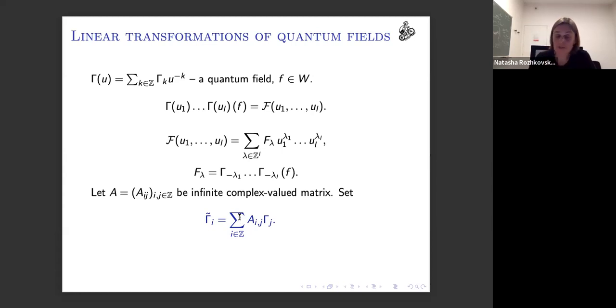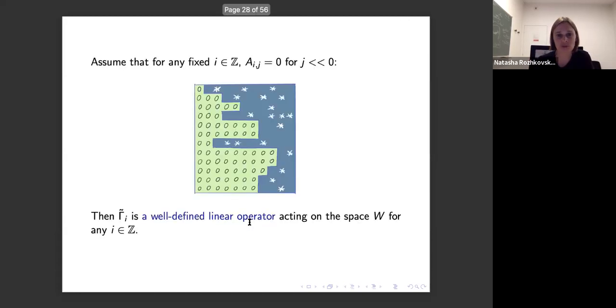And if we want some algebraic structure for our quantum fields, we will very quickly run into the question of whether we can multiply these operators. For example, here we multiply them, whether we can multiply them, because this is something infinite. And therefore, very often, we may want to have some restrictions on how this matrix looks if we want to have some reasonable properties of our new object.